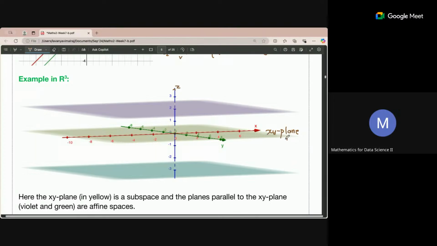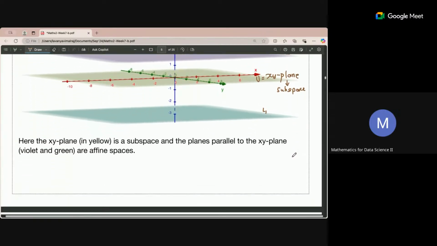So this XY plane is first of all a subspace, yes or no? Yes, this is a subspace. In this scenario, this XY plane is my U, and this is my L1 and this is L2. Here, L1 and L2 are parallel to this subspace U. So L1 and L2 are affine spaces. Now we should be able to write L1 and L2 also as V plus U, yes or no?